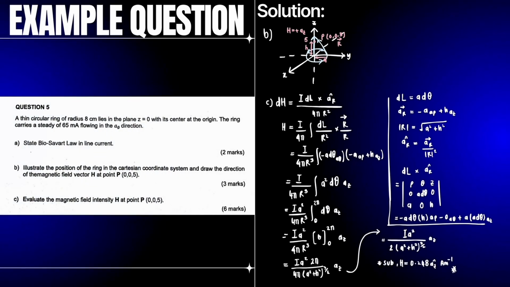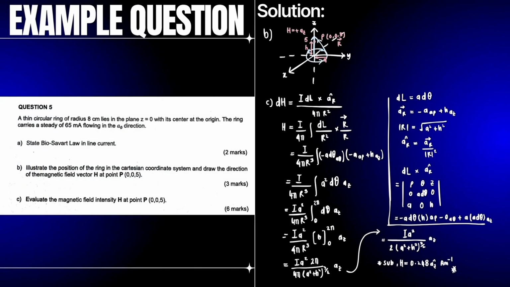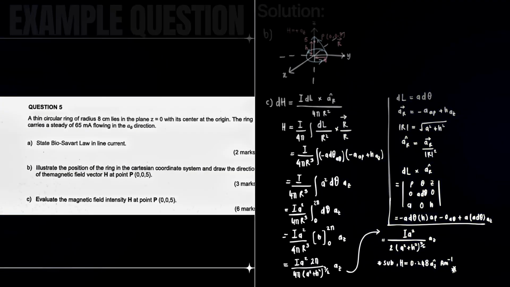Let's look at C. To evaluate, first find the unit vector and differential current element, similar to finding E for a ring, but the difference is we have to find the cross product between them first, then integrate from 0 to 2 pi for a full circle and sub in the values.